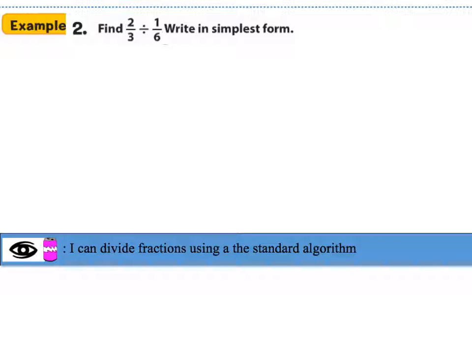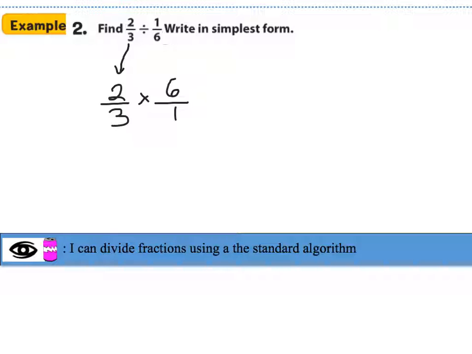It's the same example as the one we did last, but now we're going to solve this problem using the algorithm. So I'm going to take 2/3, and I'm just going to drop it down because I do not want to flip my dividend. I just want to keep that the same. My division sign becomes a multiplication sign. And my 1/6, I'm going to take the reciprocal of 1/6, and that is 6/1.